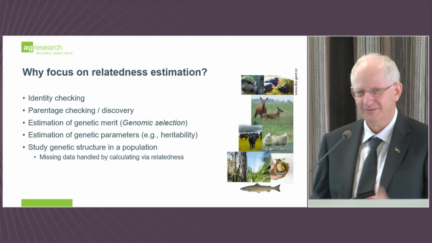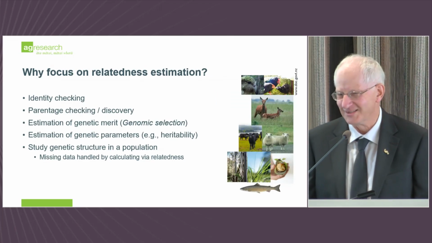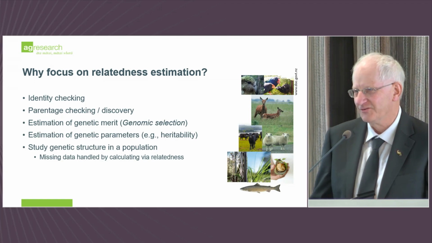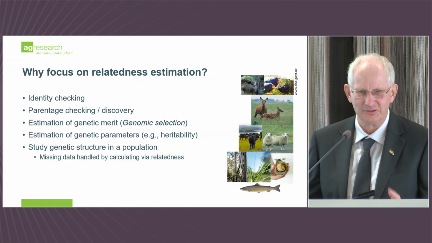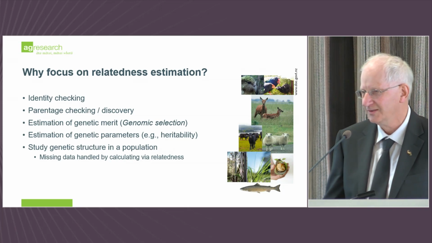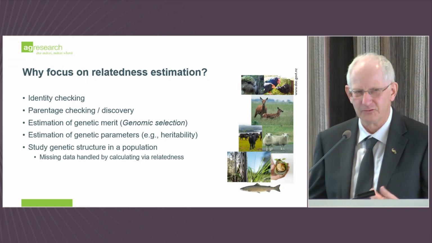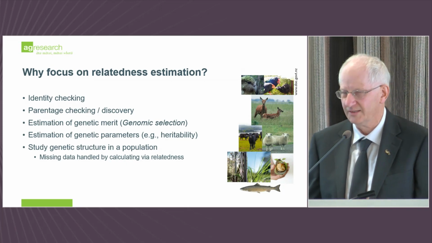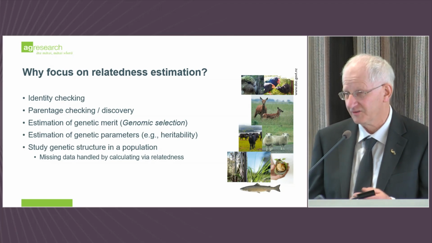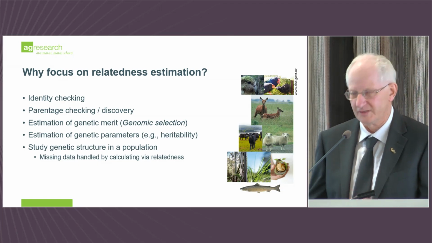Right, that was the hard bit. Why focus on relatedness estimation? So it's got lots of uses. Identity checking: do these two samples come from the same individual? Parentage checking: is our parentage records right? Or more commonly in a lot of these fields, parentage discovery: who is the parent of this individual?